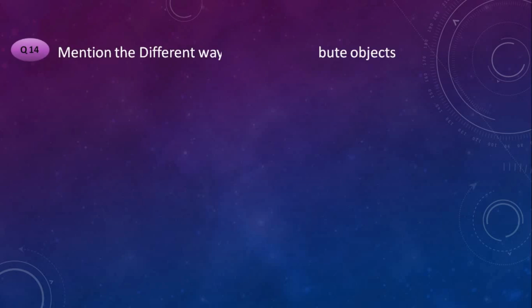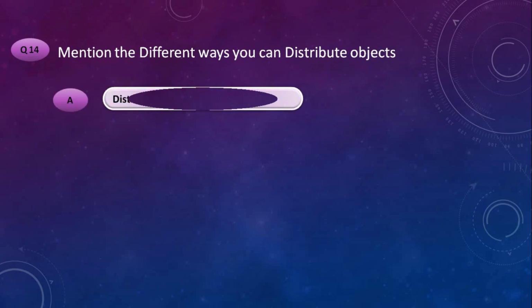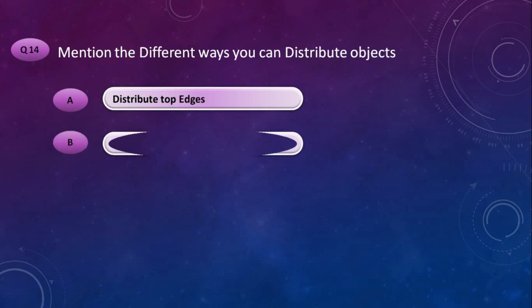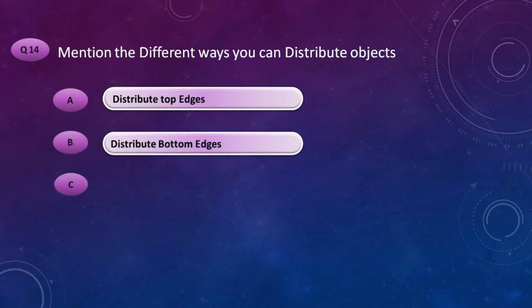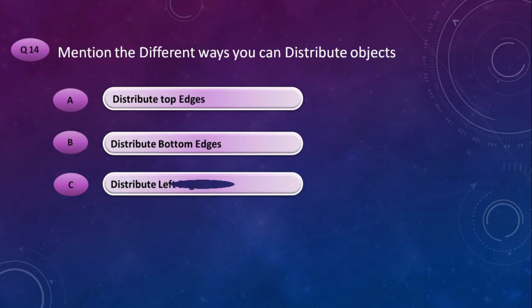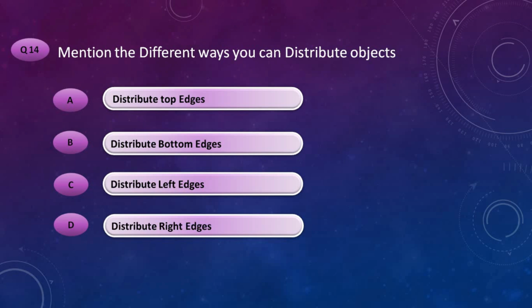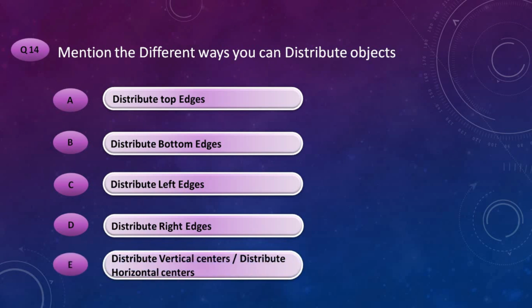Moving on to the next question, mention the different ways you can distribute objects. Distribute top edges, distribute bottom edges, distribute left edges, distribute right edges, distribute vertical centers, and distribute horizontal centers.